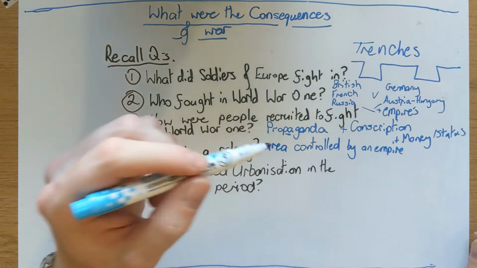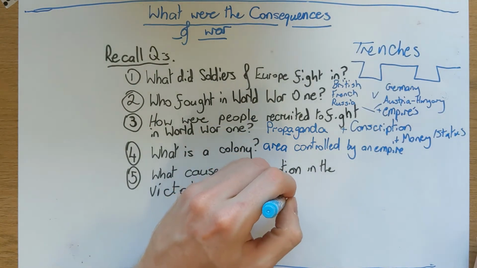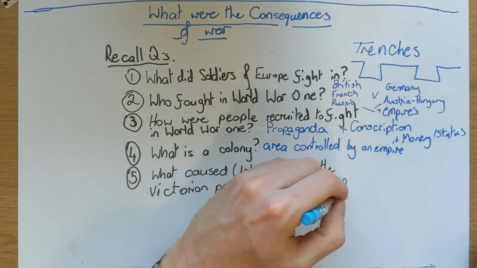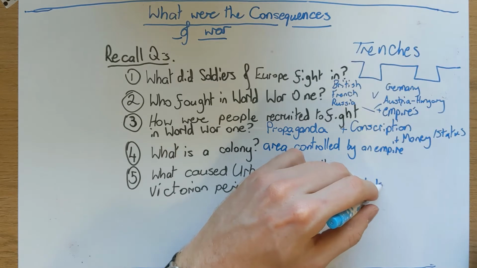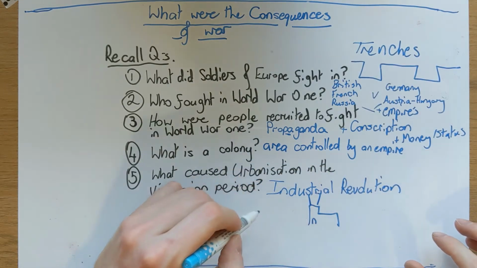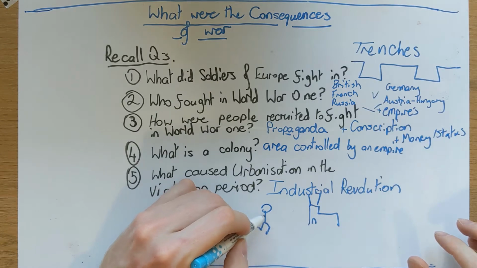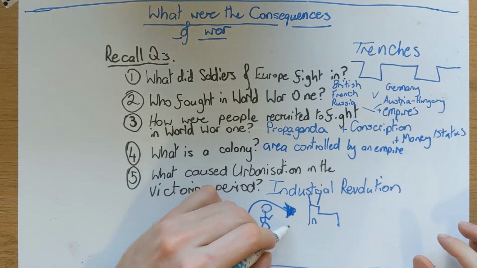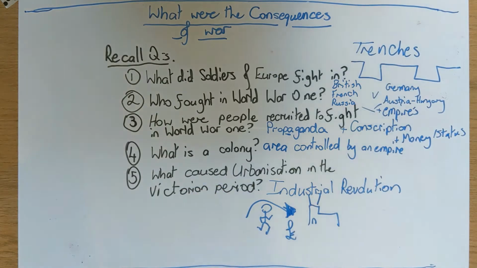What caused urbanisation in the Victorian period? Industrial Revolution. This created jobs in factories, so people then went to the town to get that job because they wanted that money. Okay?